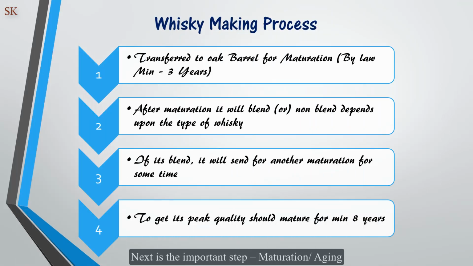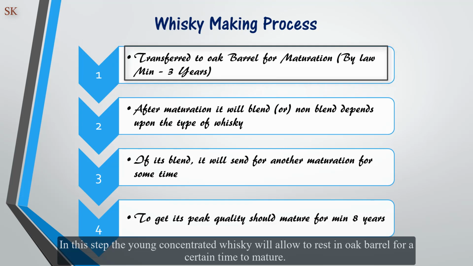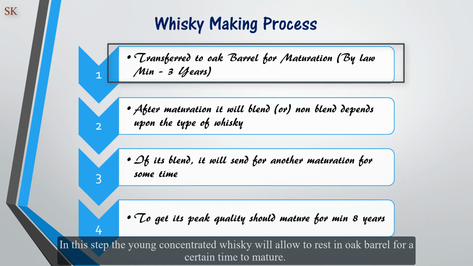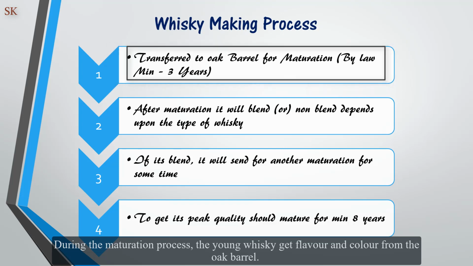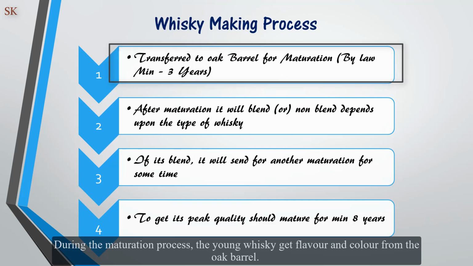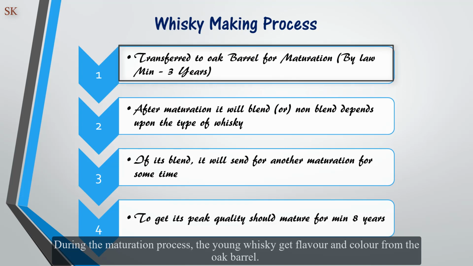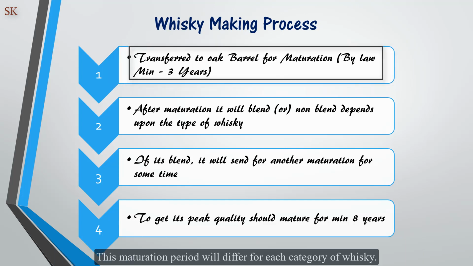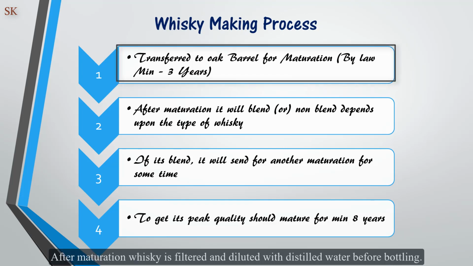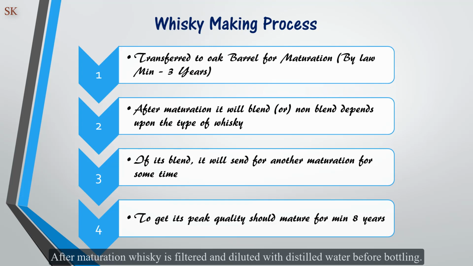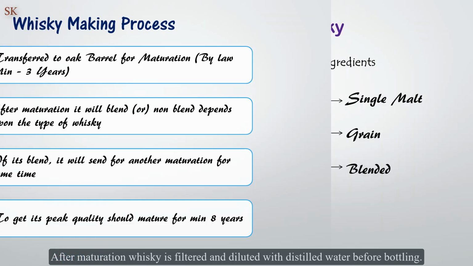The next important step is maturation or aging. In this step, the young concentrated whiskey is allowed to rest in oak barrels for a certain time to mature. During the maturation process, the young whiskey gets flavored and colored from the oak barrel. This maturation period will differ for each category of whiskey. After maturation, whiskey is filtered and diluted with distilled water before bottling.